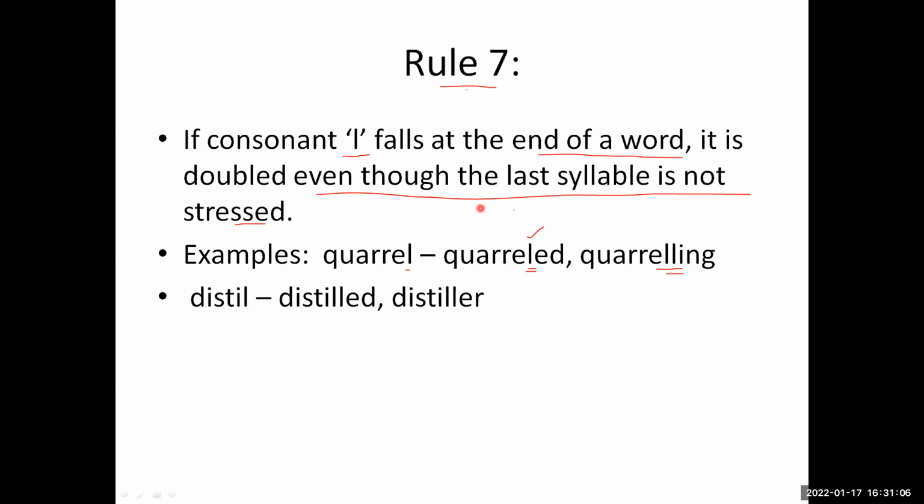It is double L even though the last syllable is not stressed. If it is single, then it is correct. This might be an exception here, but here it is double L in "corralling". Distilled, distilled, distiller. Here you get double L, and remember that it is not stressed. It is corralled, corralling. It is not "ling". There is no stress here.